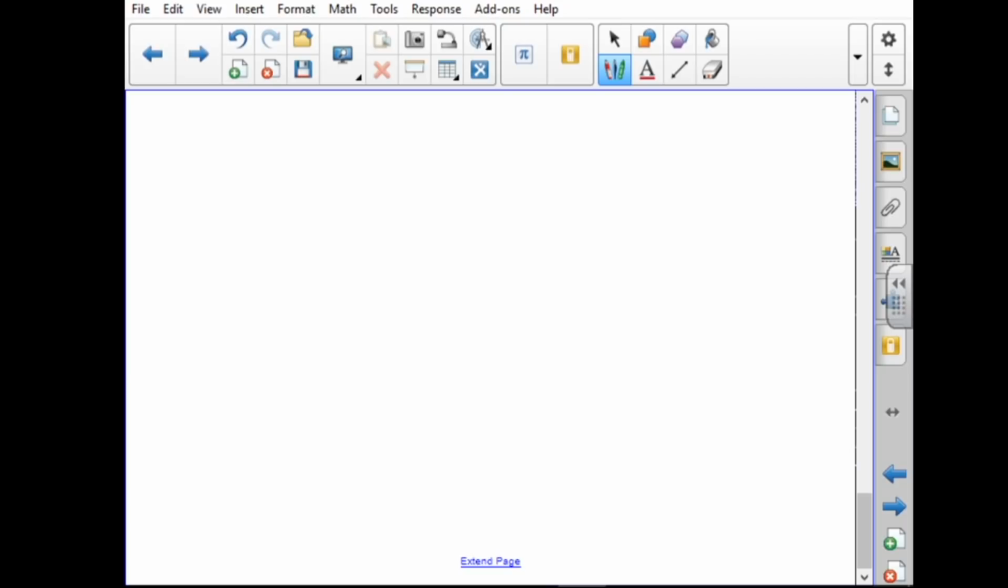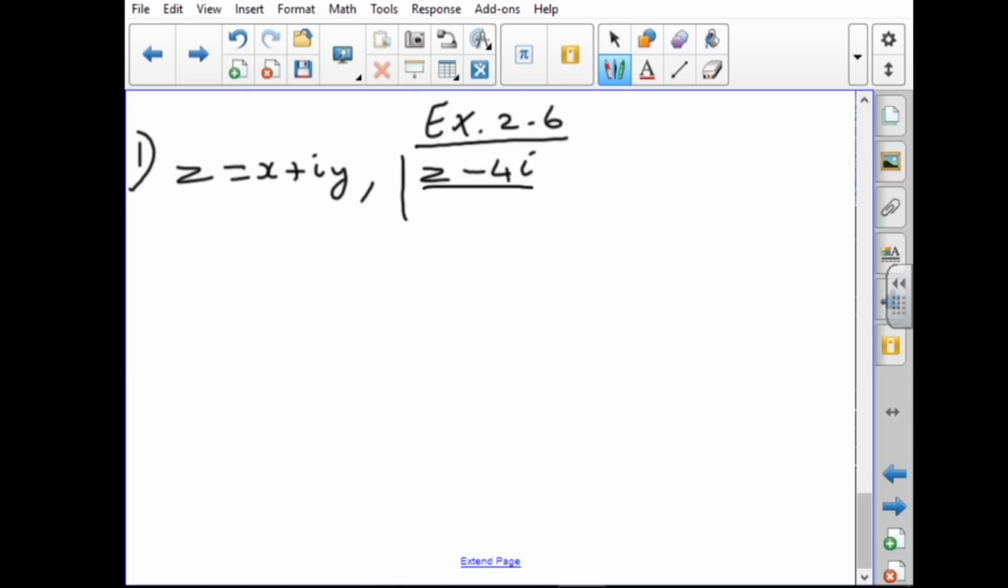So, exercise 2.6. First question. If z is equal to x plus iy is a complex number and it is given that modulus of (z minus 4i) by (z plus 4i) is equal to 1, then we have to show that the locus of z is the real axis. We have to show this.